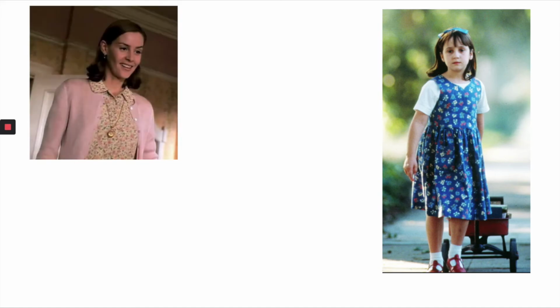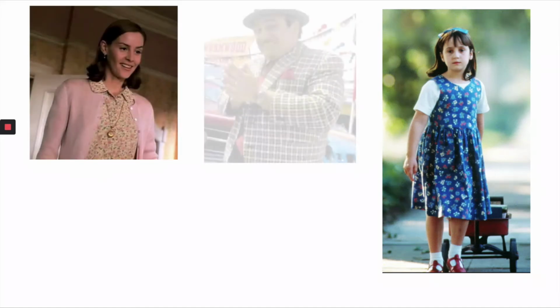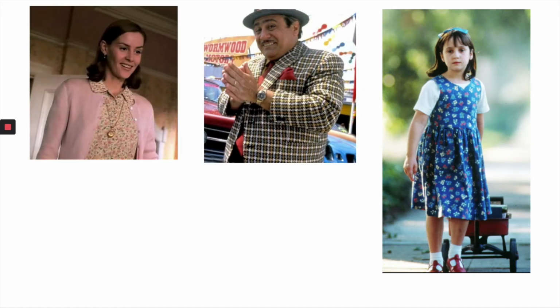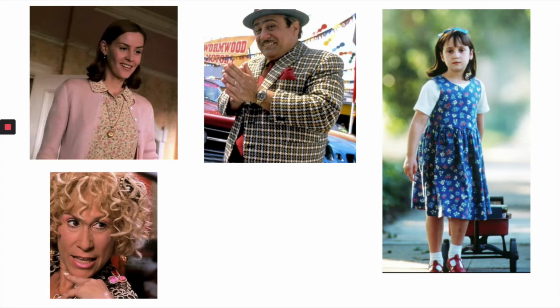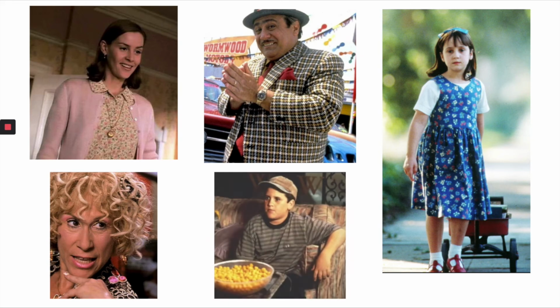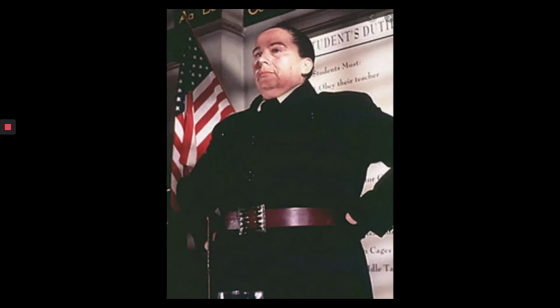These are some of the different characters in Matilda. So we've got Matilda, Miss Honey, Mr. Wormwood, who's Matilda's dad, Mrs. Wormwood, Matilda's mum, and Michael Wormwood, who's Matilda's brother. We are going to be writing a character description about Miss Trunchbull.